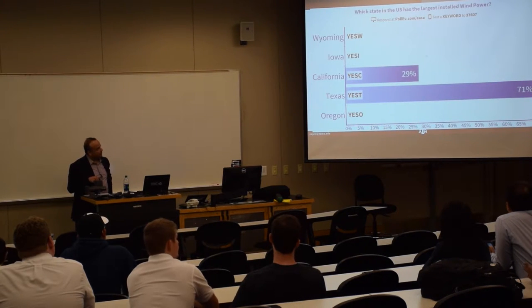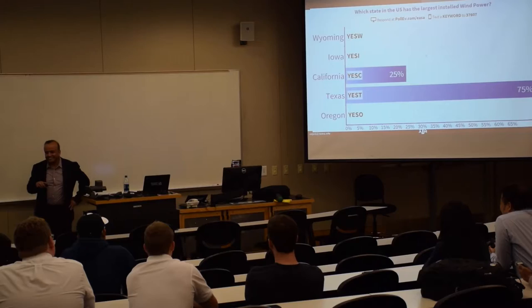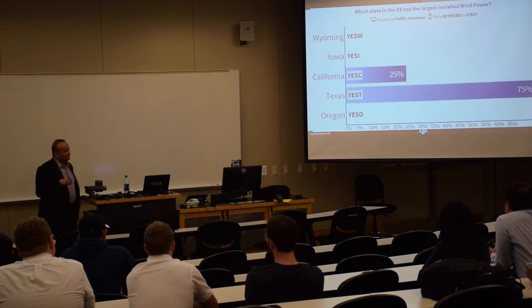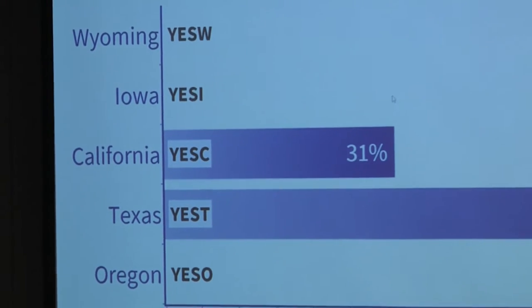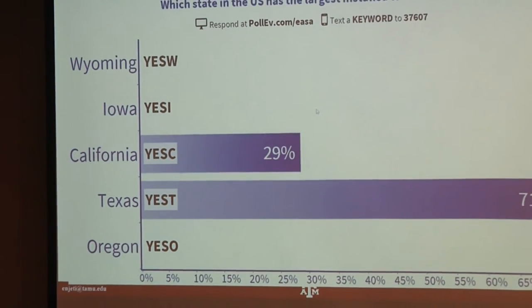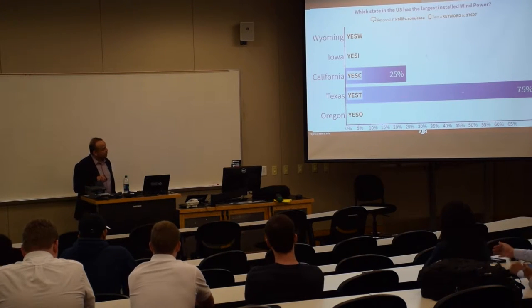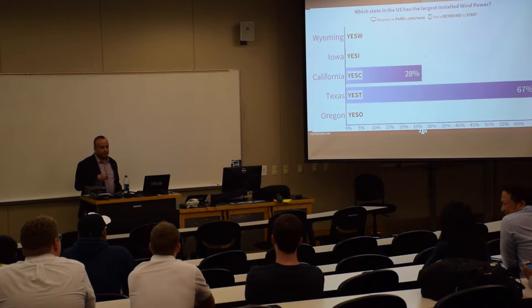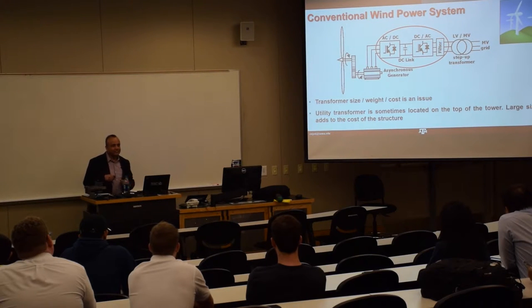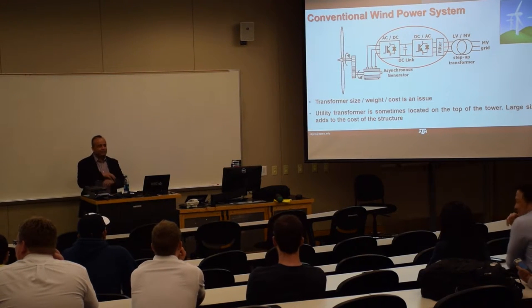More and more people are for California. No, yeah, okay. Everybody's going on Texas. That's good. They guessed it. They made a good guess that I'm from Texas and I would put something there. So Texas has the largest installed wind capacity so far. Somebody's voting for Iowa, and so on. So let me move on. They're still voting, so you can still keep voting. It's not a problem.